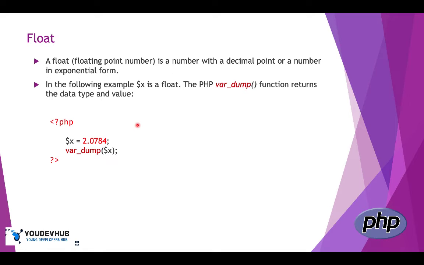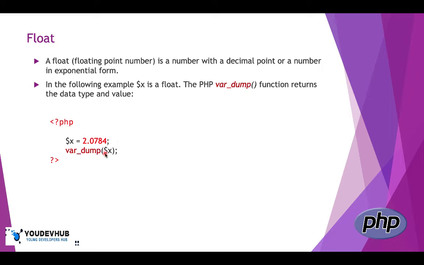Next, we'll be talking about the float. A float or floating point number is a number with a decimal point or a number in exponential form. The following is an example of a float, and the PHP var_dump function returns the data type and the value.